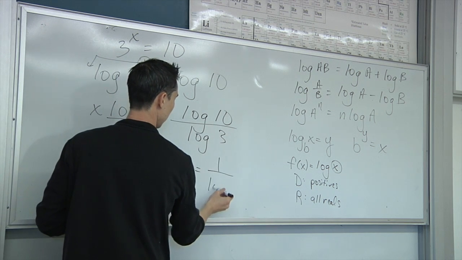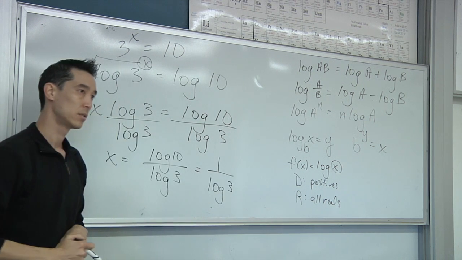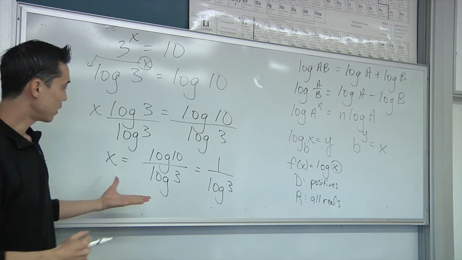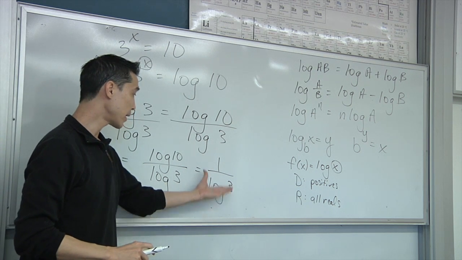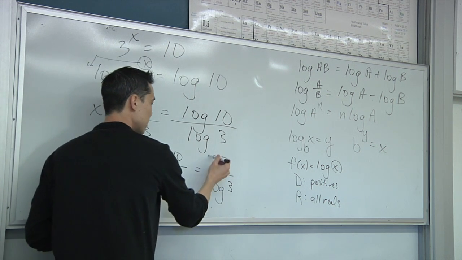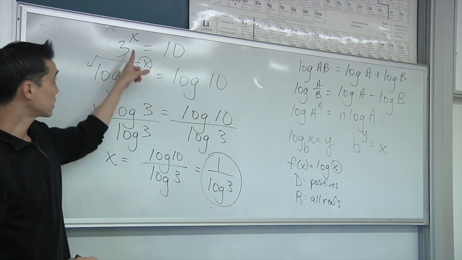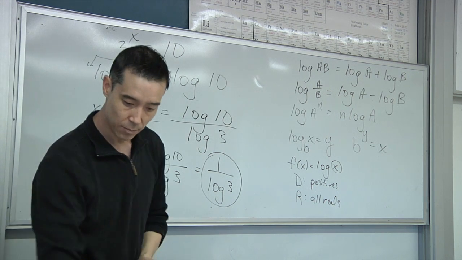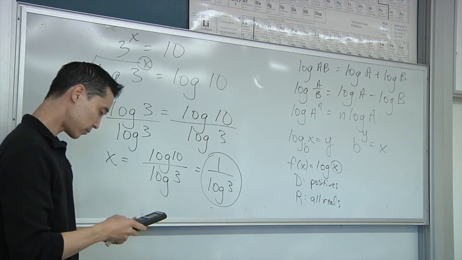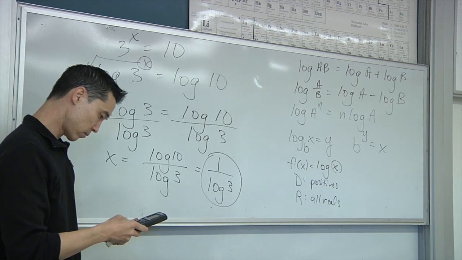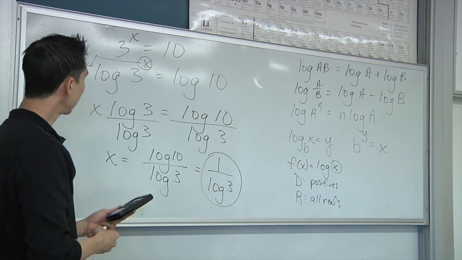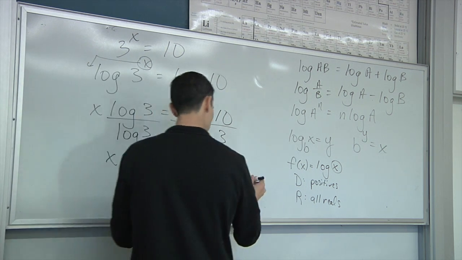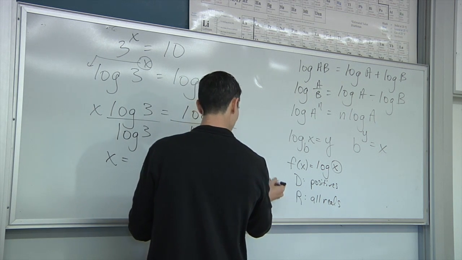Why? Because 10 to what power equals 10? 10 to the first. Now again, this is kind of a crazy looking answer. So what I would like you to do is put it in your calculator and get an approximate value so we can test to see that it is indeed the right answer. Let's go out maybe 4 decimal places just to feel good. So this is approximately 2.0959.